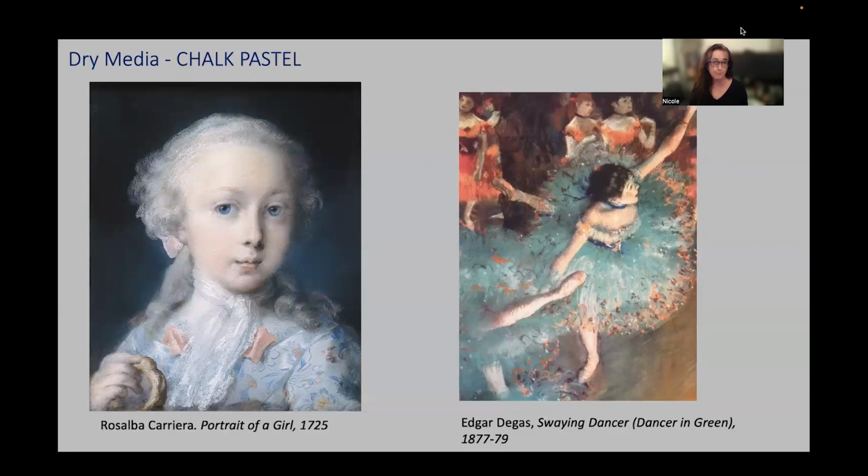smooth piece of paper. Soft pastels don't allow for a lot of explicit rendering and detail. They tend to encourage the viewer to work really boldly. And in The Swaying Dancer, or Dancer in Green by Edgar Degas, we see both approaches to the use of the charcoal pastel. This composition and many of Degas' compositions show casual, fleeting glimpses of everyday life.